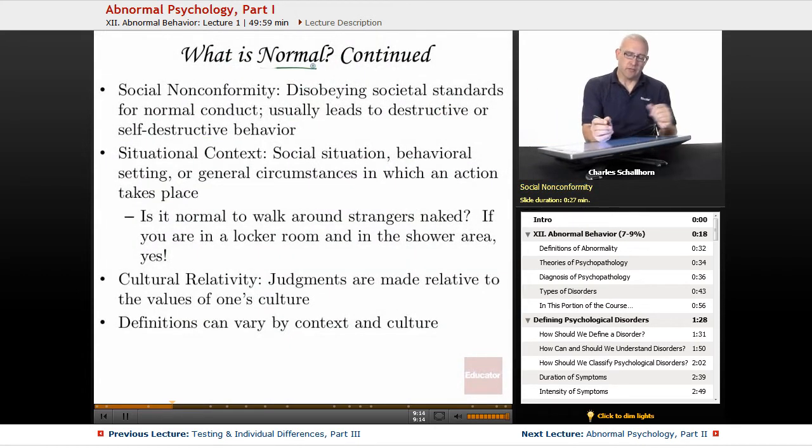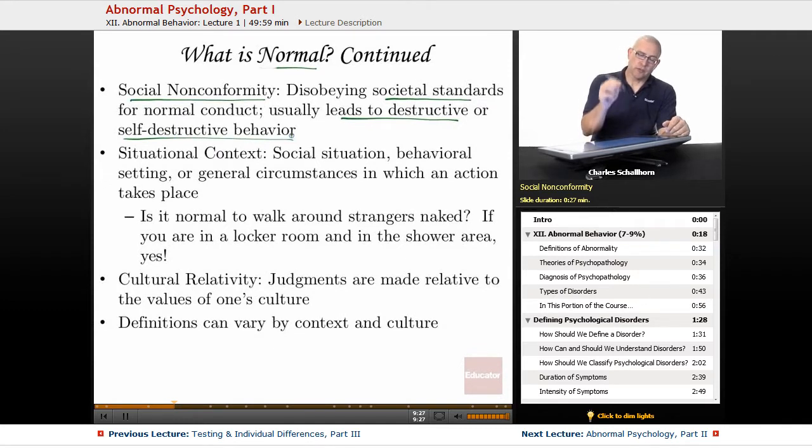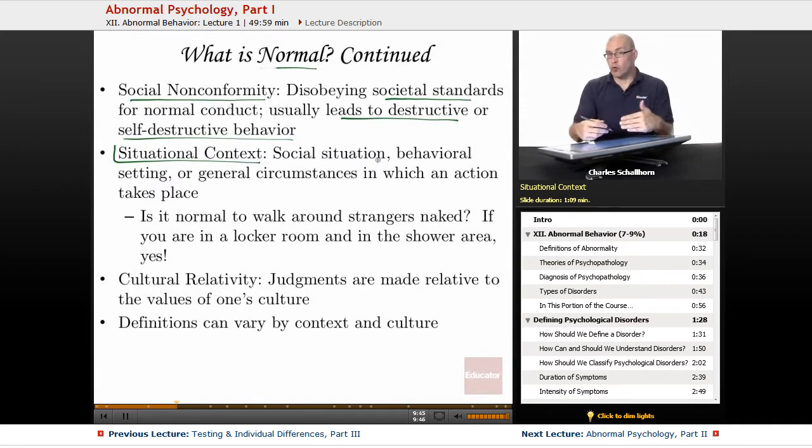What is normal? Continued. There is social nonconformity. That's when people just disobey societal standards for normal conduct. This will usually lead to destructive or self-destructive behavior. So these are people who intentionally disobey societal standards. They choose to act in a way that is counterproductive and against society. Fair enough. That's nonconformist. Then there's situational context. The social situation. Does the situation call for particular kinds of behaviors? It is the behavioral setting or general circumstance in which an action takes place.